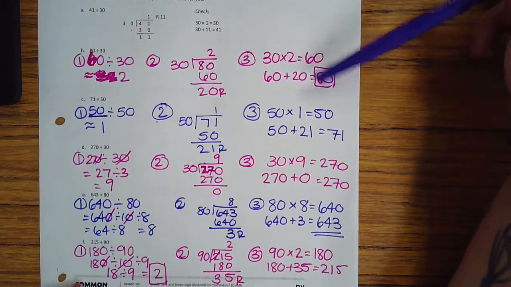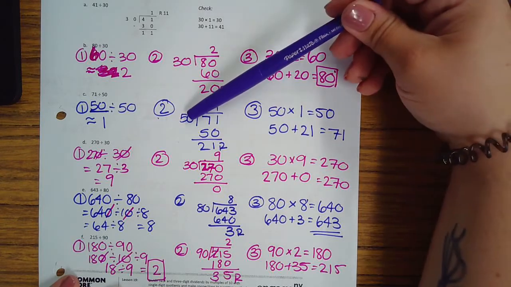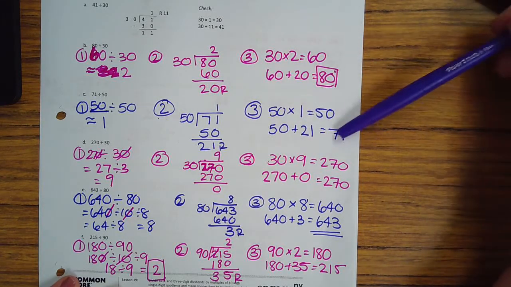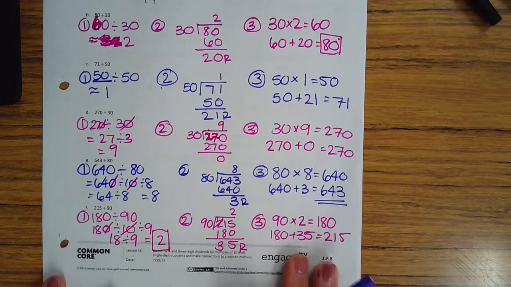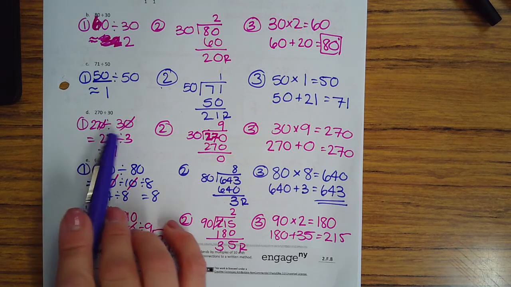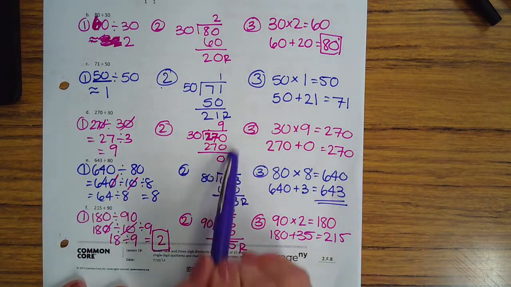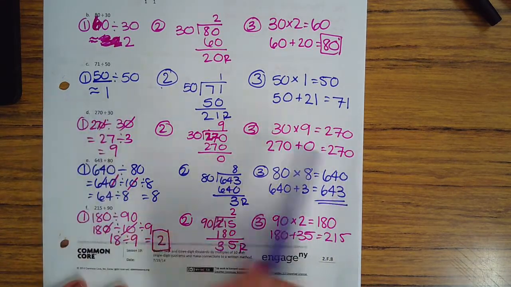Number C, I rounded to 50 divided by 50, which is 1. I solved with a remainder of 21, and I checked, and 71 checks out with my beginning number. D, I did 270 divided by 30, and I found out it is approximately 9, or it is 9. I solved with a remainder of 0. I checked, and I found out 270 is 270.